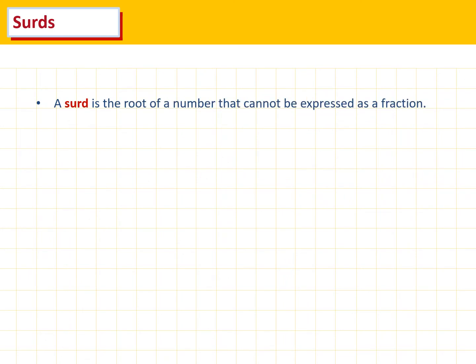A surd is the root of a number that cannot be expressed as a fraction. So root 2, root 3, root 8, those values cannot be expressed as a fraction, they're all surds. Square root of 4 is 2. That's not a surd. The square root of 9 is 3. That's not a surd. So if the root is a square root, then the square root of every number that's not a square number will be a surd.